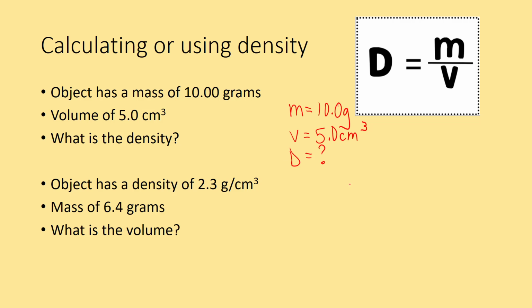Density is what we're trying to find, so I'll put a question mark. If you want to put X, that's fine. These are things we're given, so I might call them "given," and this is what we're trying to find. It helps to sort out what the problem's asking.